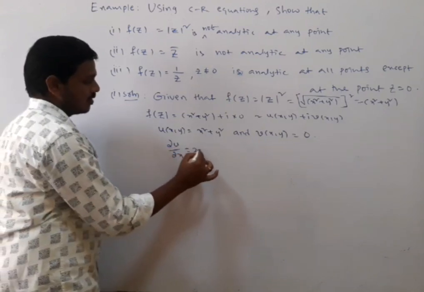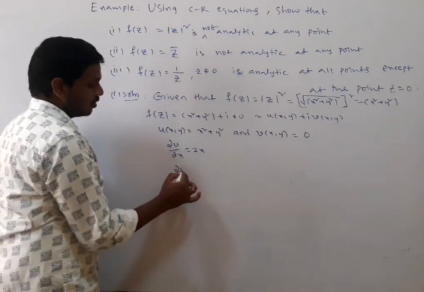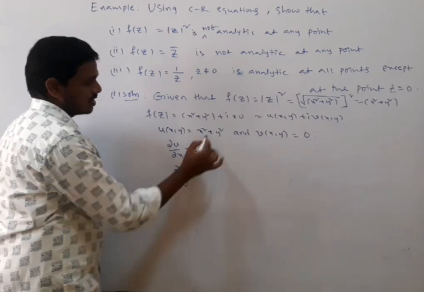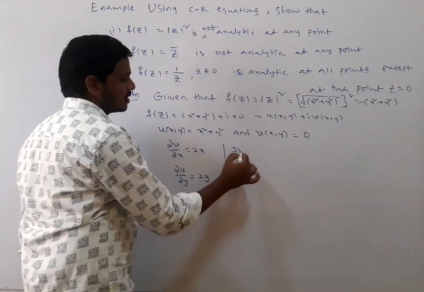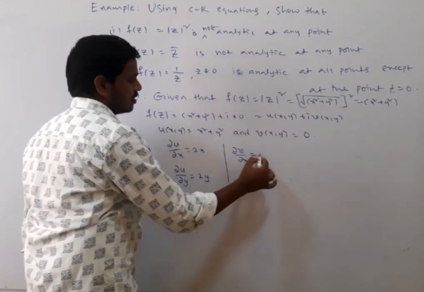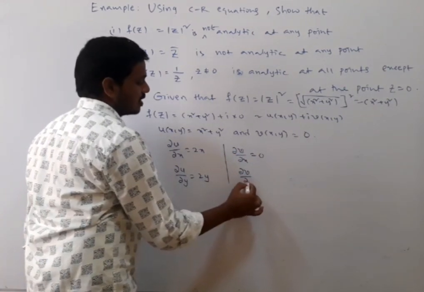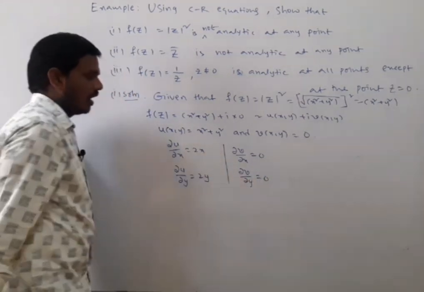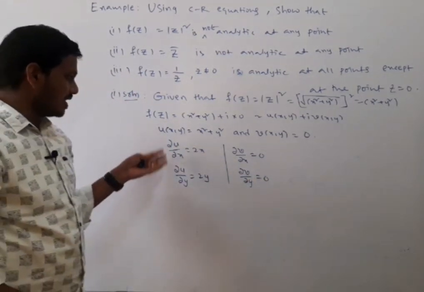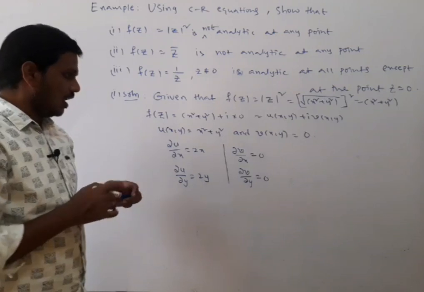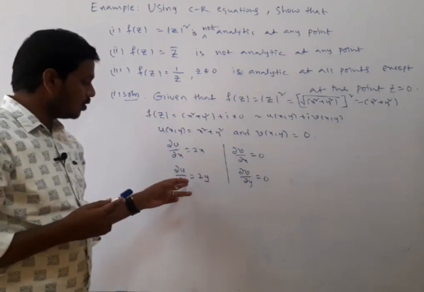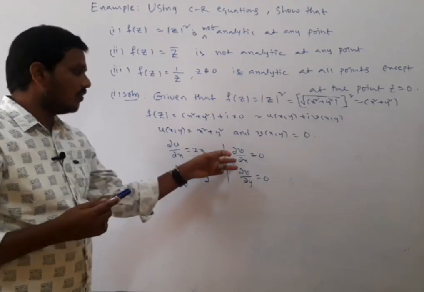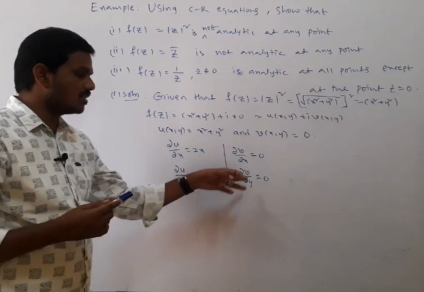∂u/∂x = 2x. ∂u/∂y = 2y, since the derivative of y² with respect to y is 2y. ∂v/∂x = 0 and ∂v/∂y = 0. From these partial derivatives, clearly ∂u/∂x = 2x is continuous, ∂u/∂y = 2y is continuous, and ∂v/∂x = 0 and ∂v/∂y = 0 are also continuous.